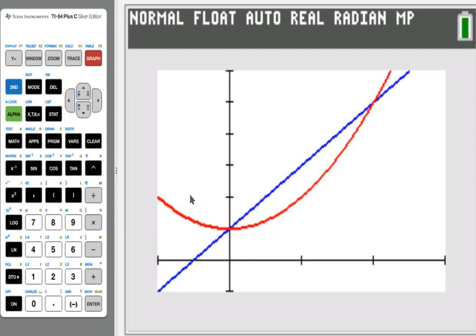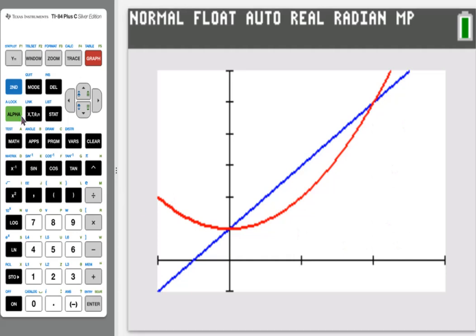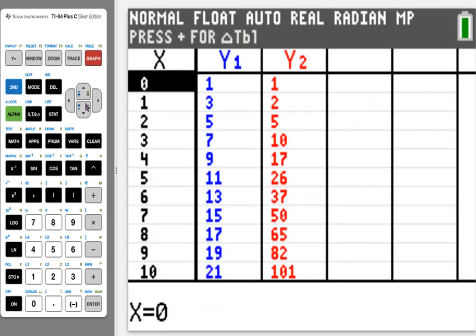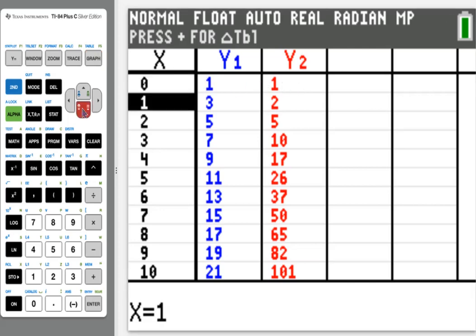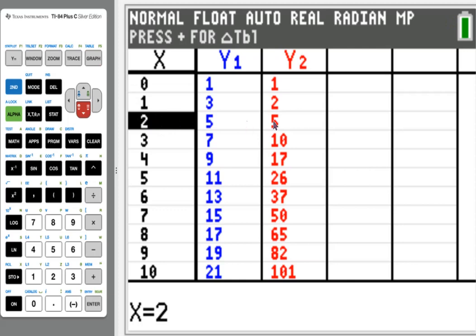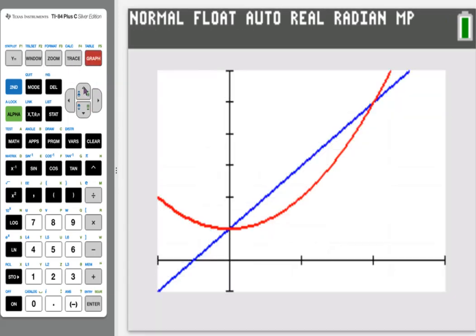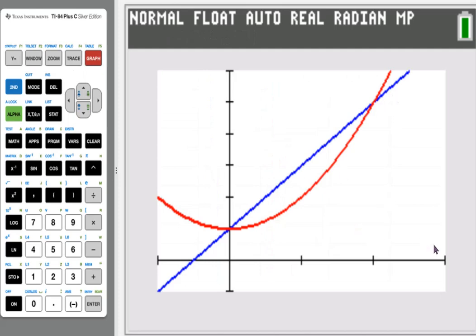There's a few ways that you could do it. This one happens to be very nice. If you went into the table, you can see that when x is 0, they're both equal to 1. So that's one point of intersection, (0, 1). And then you can see that when x is 2, they're both equal to 5. But that only works really if your graphs intersect at integers.